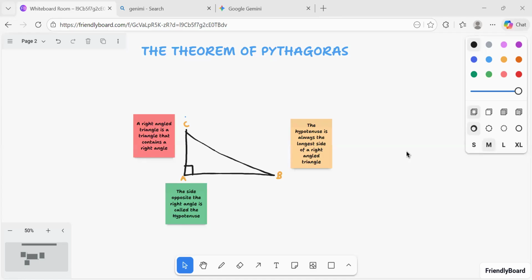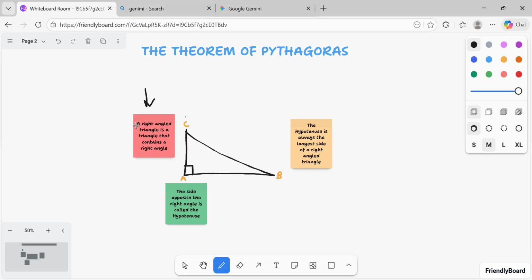Okay, so today I want to look at the theorem of Pythagoras. I did write some sticky notes there. I'll start with the one that is in red. This one states that a right-angled triangle is a triangle that contains a right angle.